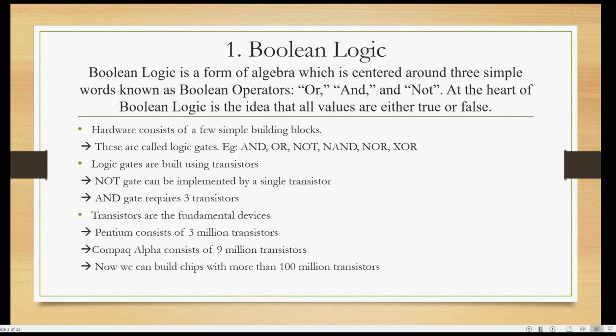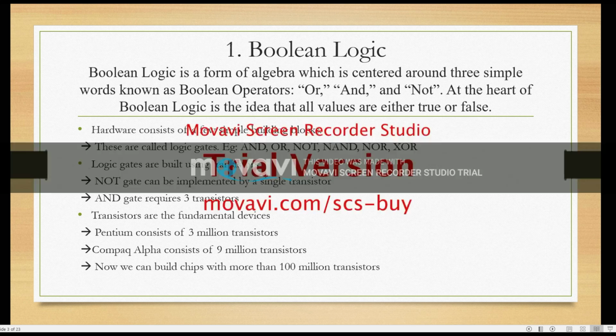So we see the first module, that is Boolean logic. Boolean logic is a form of algebra which is centered around 3 simple words known as Boolean operators. We have 3 Boolean operators. They are OR, AND, NOT.